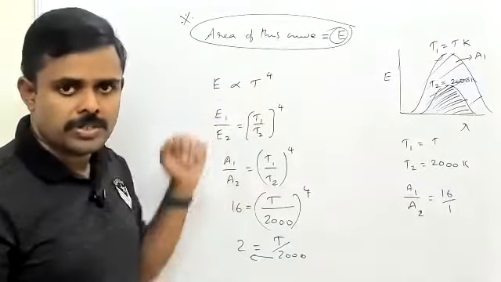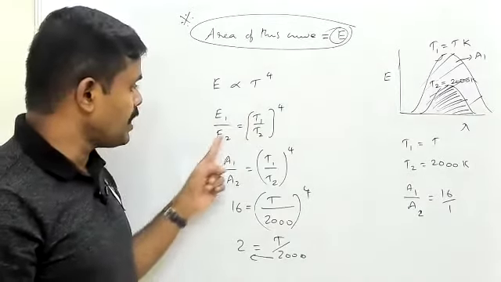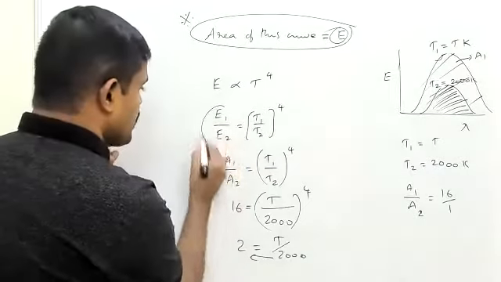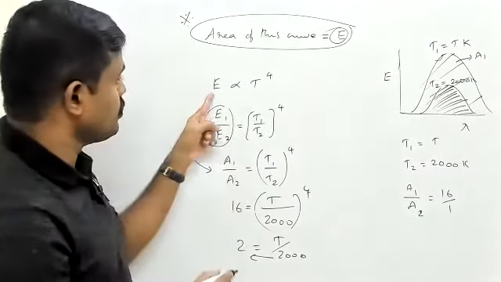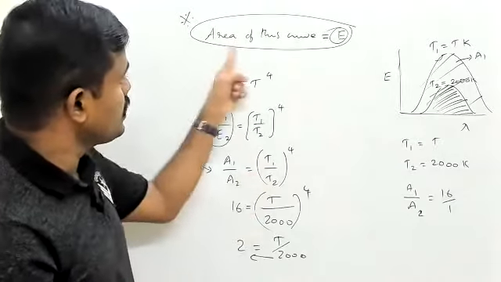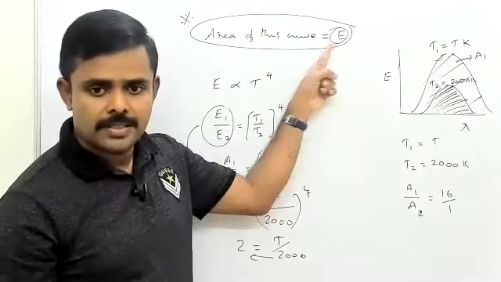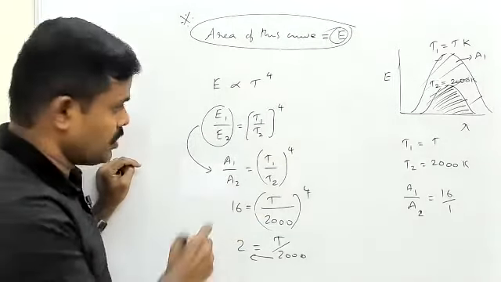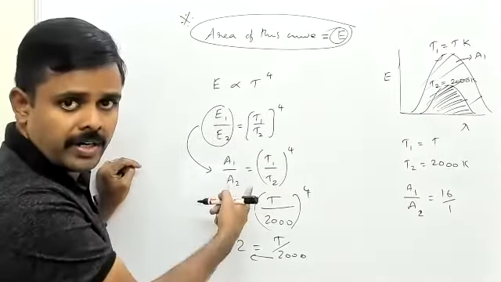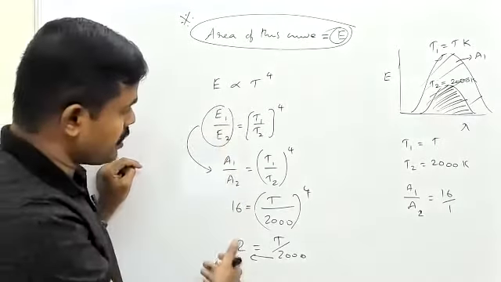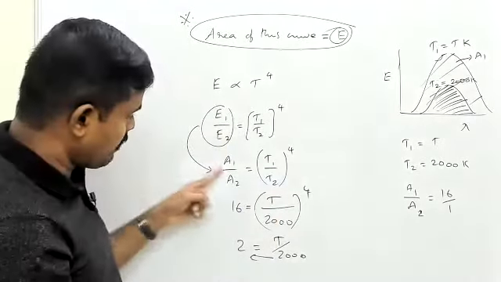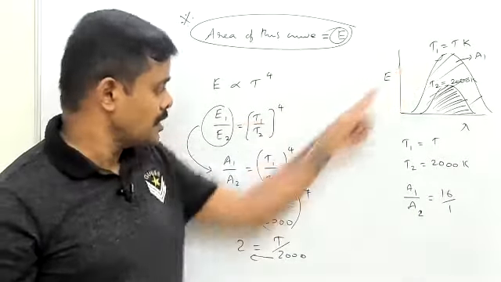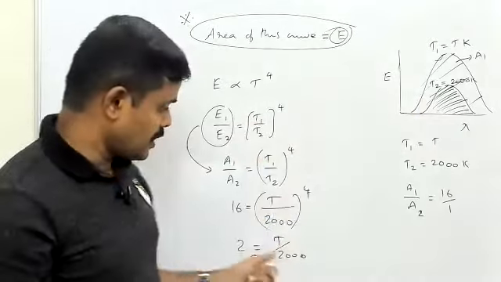So E is proportional to T raised to 4 is our equation. E1 by E2 will be T1 by T2 the whole raised to 4. E is area, right? So E1 is area 1, E2 is area 2, and E1 by E2 can be written as A1 by A2, which is T1 by T2 the whole raised to 4. A1 by A2 is given in the question as 16, T1 is T in the question, T2 is 2000 in the question, then raised to 4.